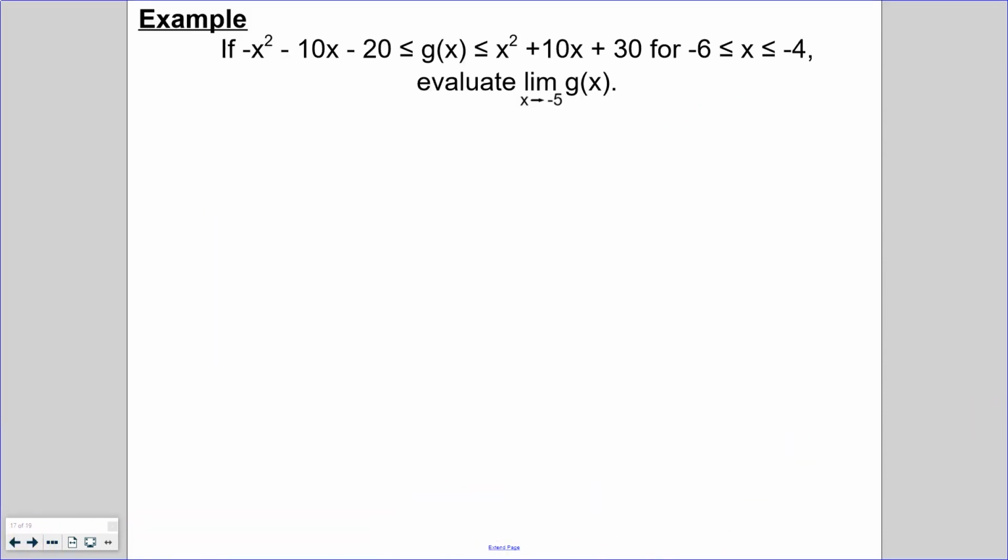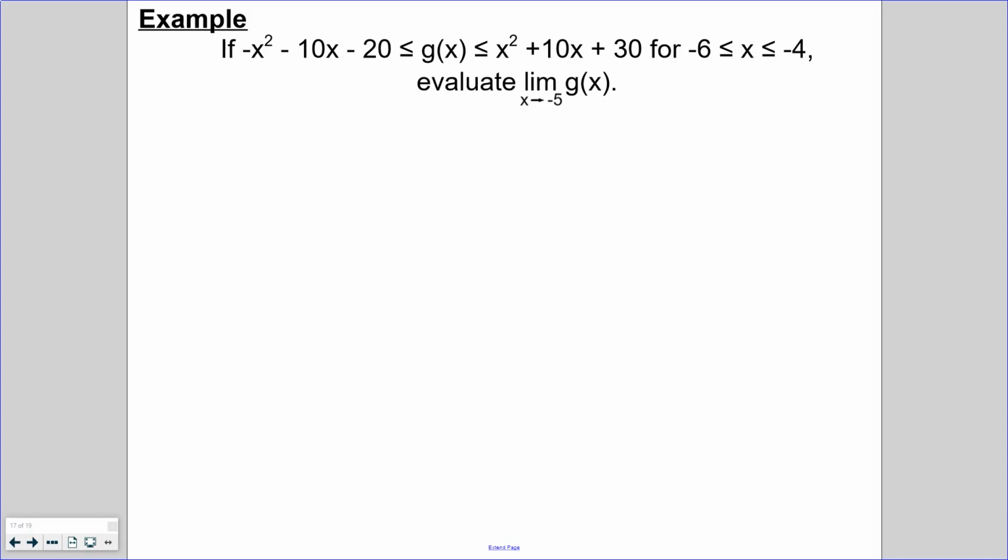All right, so let's take a look at some examples and how this actually works algebraically as opposed to just graphically. So we're given the example: if we have the function negative x squared minus 10x minus 20 is less than g of x, and then g of x is less than the function x squared plus 10x plus 30, for all the x values in between negative 6 and negative 4, we're being asked to evaluate the limit as x approaches negative 5 of g of x.